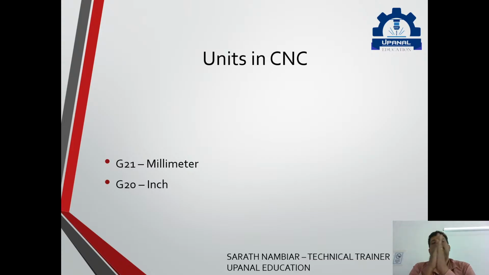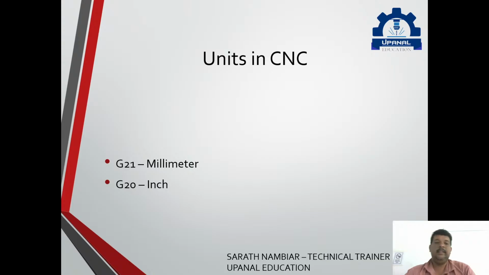Some people get confused whether G20 is mm or G21 is mm. So how can we easily understand that? Simple. You can use the alphabetical order. I comes before M, right? So first comes I, that is why it is G20, and M comes after that, it is G21. Just think of it like that. First it is inch, then it is mm. So G20 is inch and G21 is mm.